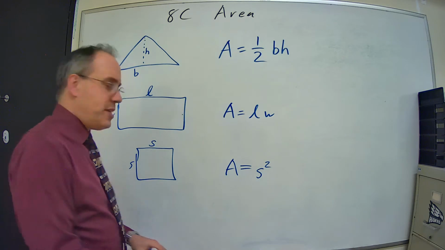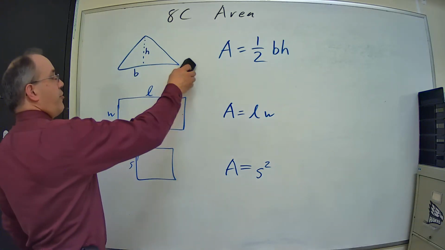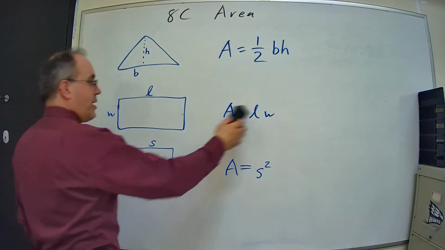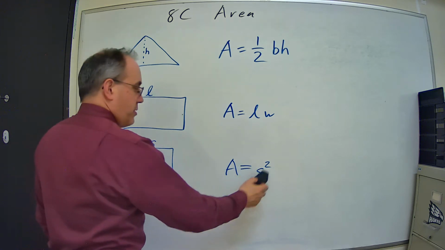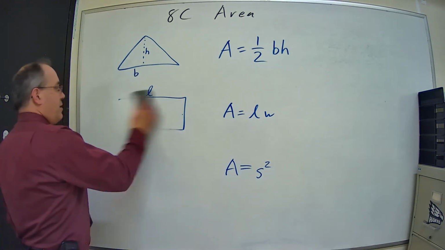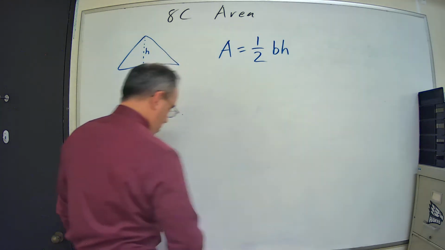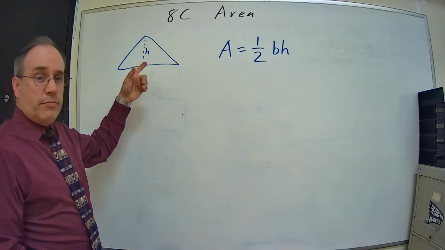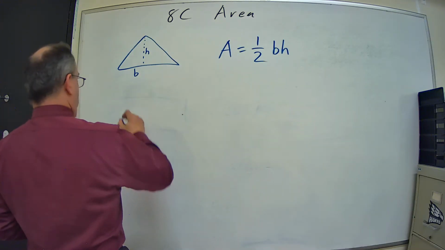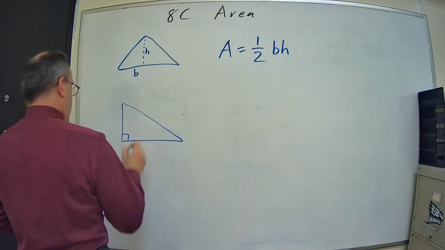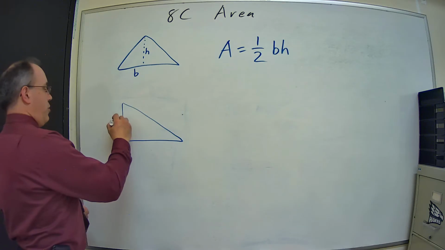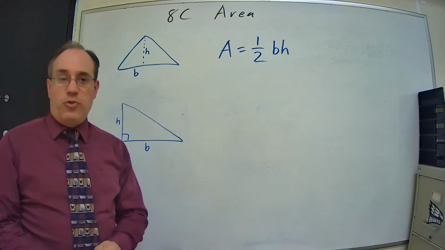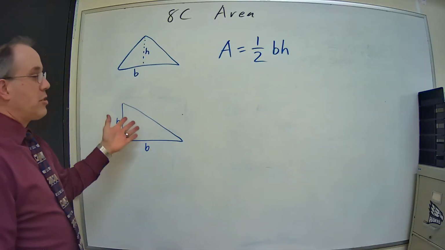So let's look at a few examples of this. Remember, for the area of a triangle, 1/2 base times height. Area of a rectangle, length times width. Area of a square, S squared. Before I get into examples, I just want to show something else with the triangle. Please note that not all triangles look like this. A triangle could also look like this, where this is a right angle, and therefore that would be the height, and that would be the base. Still, the area is 1/2 the base times height, but it just looks a little bit different.